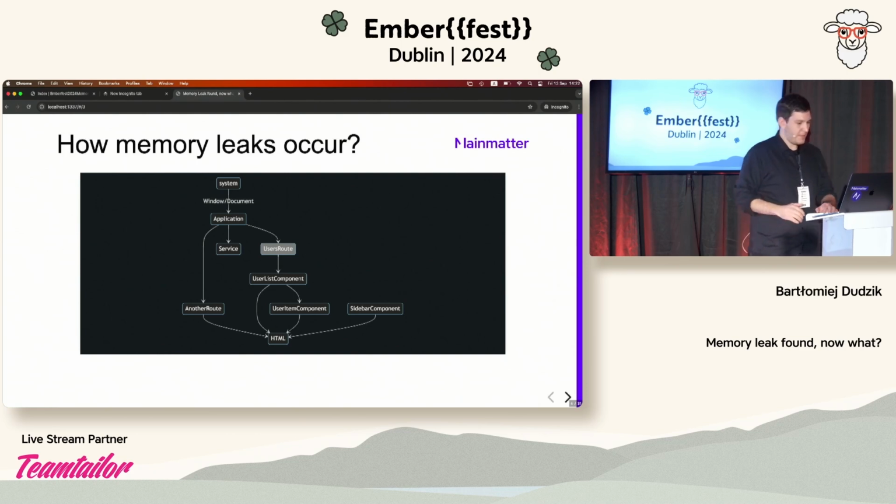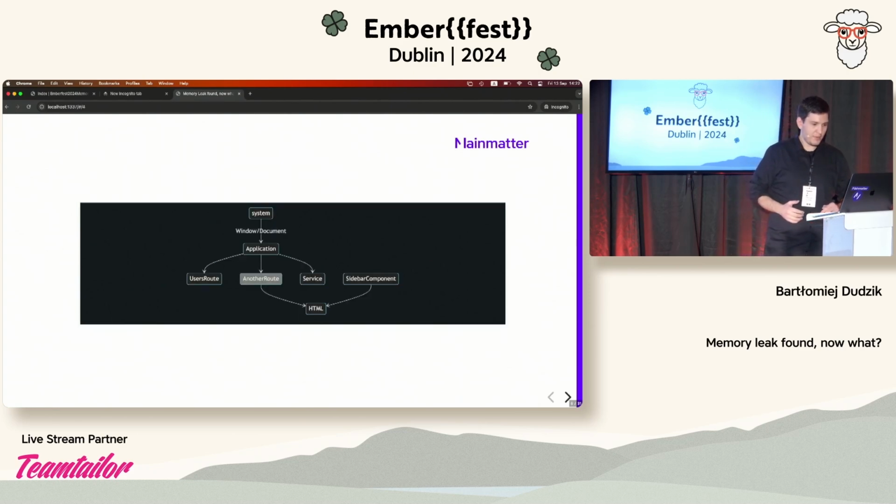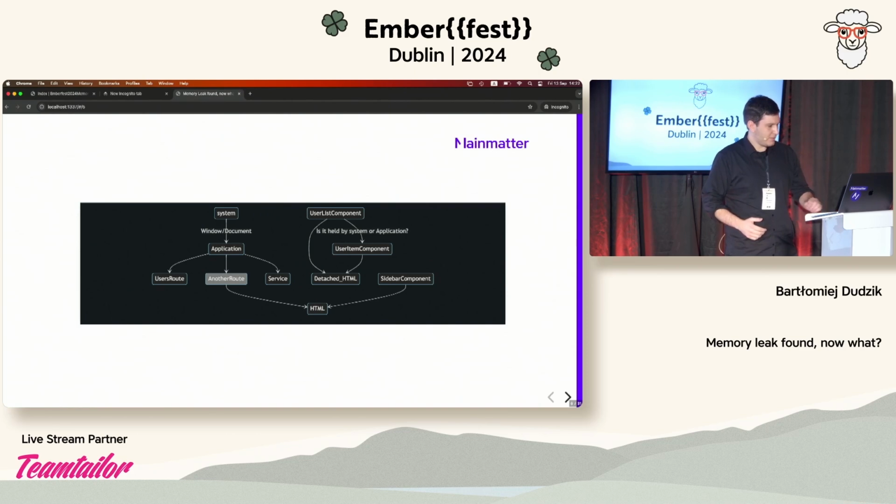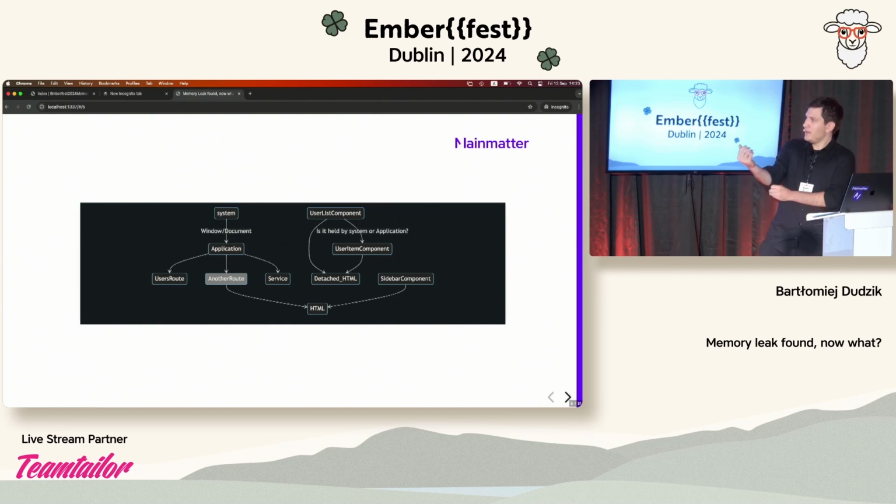So how do memory leaks happen? We are on the user route, and when we switch to another route, what we want is just this one route producing HTML in the memory. It's not actually what happens. So there is a memory leak. There is a couple of components leaking, and where are they held? Is it the system, or is the application having a hold of them?